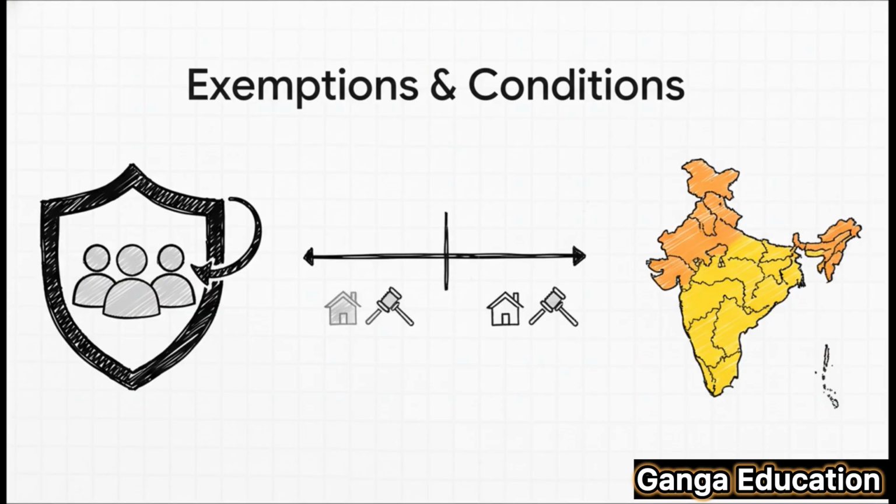Now, it's not a blanket law for everyone and everything right away. There are 3 key things to know. First, it won't initially apply to members of scheduled tribes. Second, it's not retroactive, which means it doesn't affect any marriages or divorces that happened before the law was passed. And finally, remember, this is a state law. Its power stops at the borders of Maharashtra.